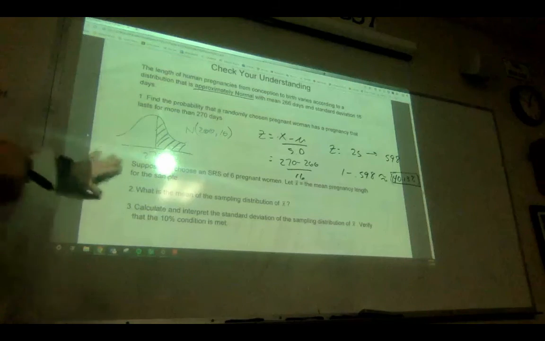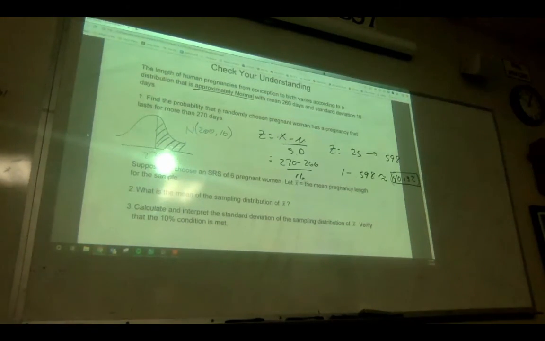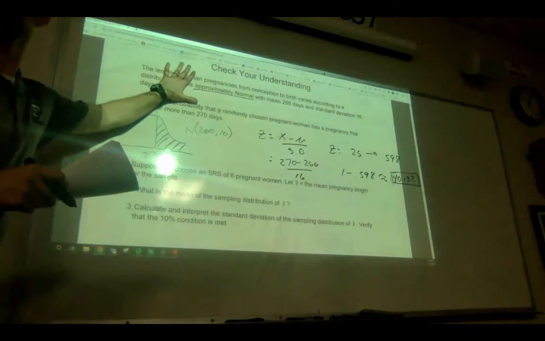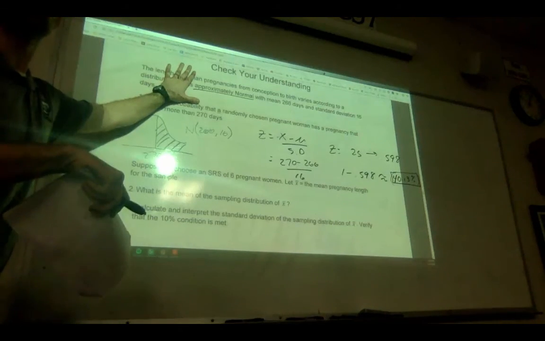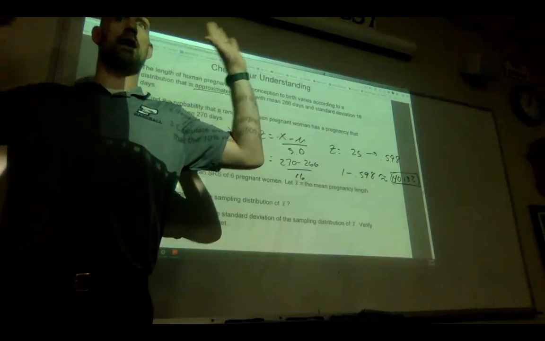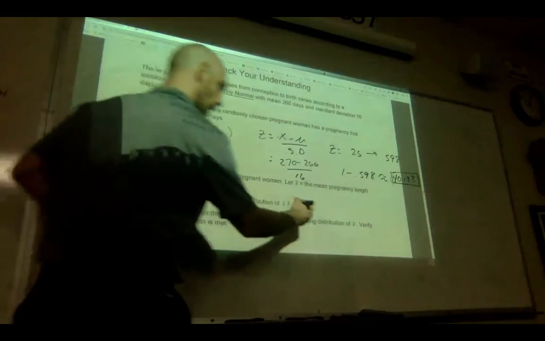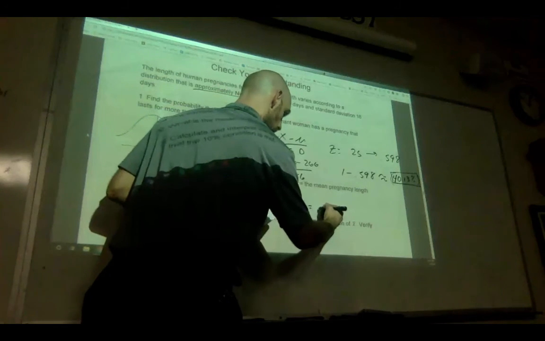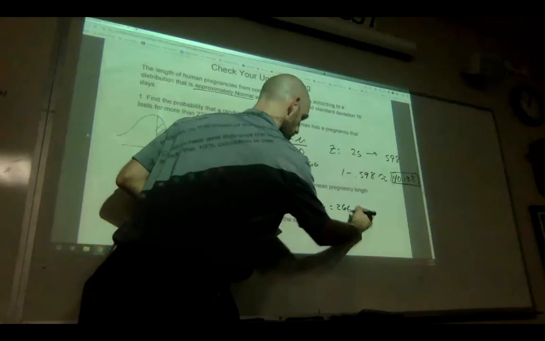So then we chose a simple random sample of 6 pregnant women. Let X bar equal the mean pregnancy length for the sample. What is the mean of the sampling distribution of X bar? This is where that critical piece of information up top comes in handy. If it's approximately normal, what we talked about in 7.1 was that if something's approximately normal, then the statistic matches the parameter. That's what we just expressed up top, right? So our X bar is equal to our mean, which is 266.